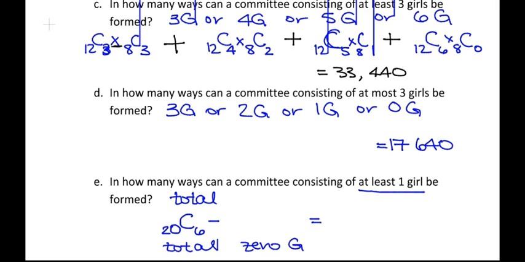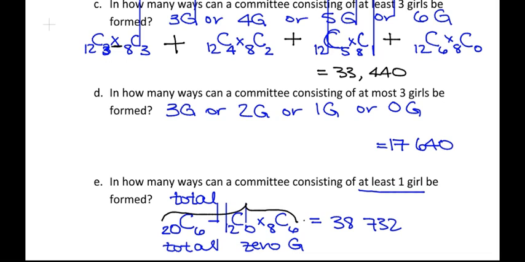So from the total, I can subtract the number of combinations that have 0 girls. The number of ways in which we have 0 girls is 12 choose 0 times 8 choose 6. And you should get 38,732. What we did right here is we used what's called the complement. If we have the total minus 0, this gives us the complement, which is at least 1.